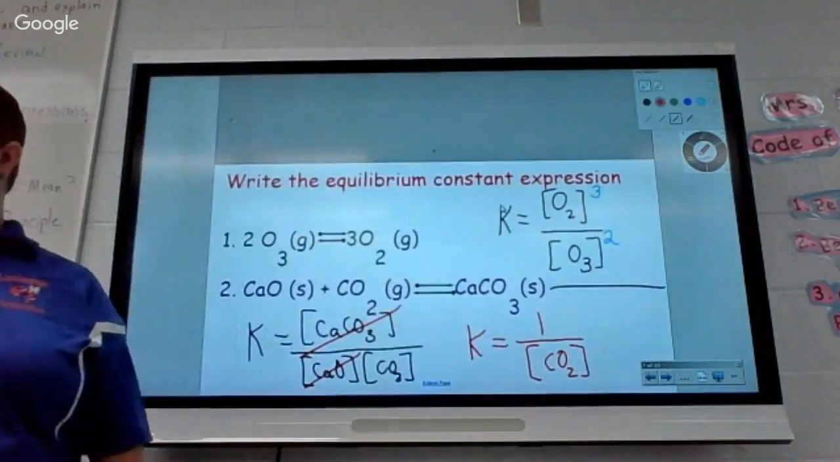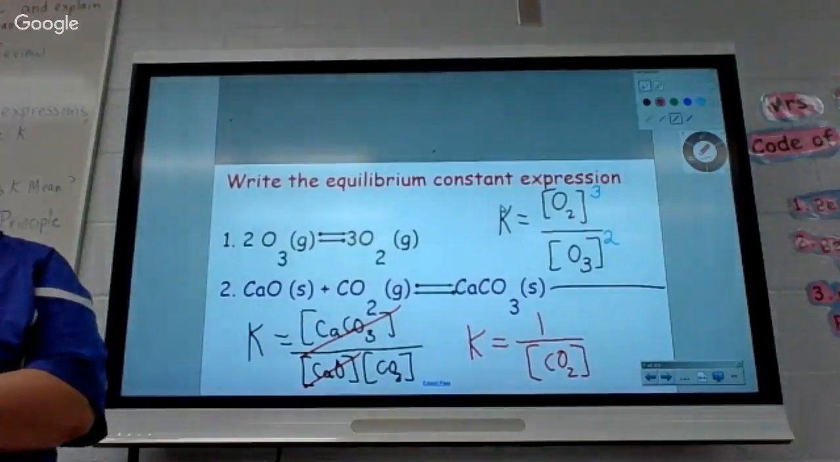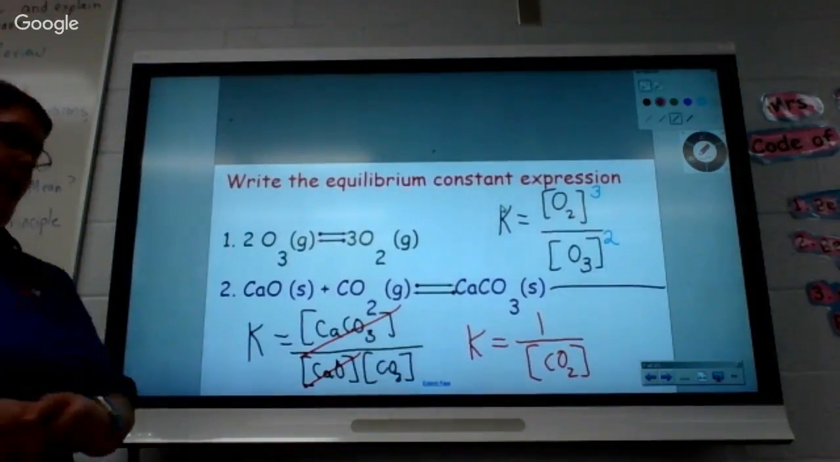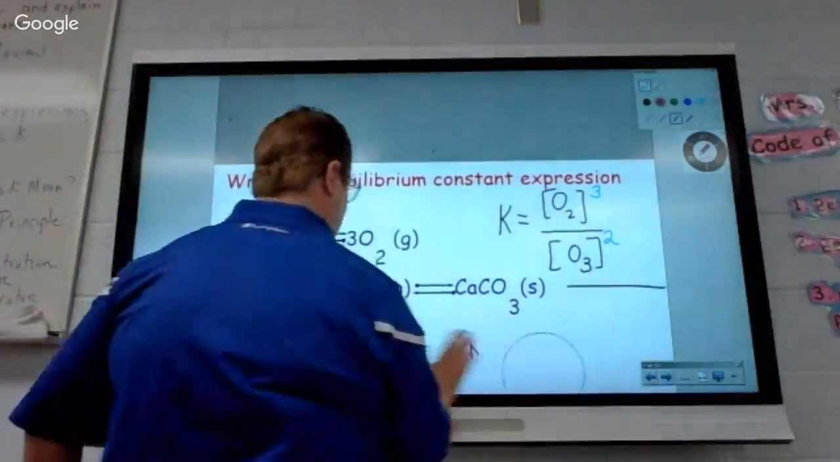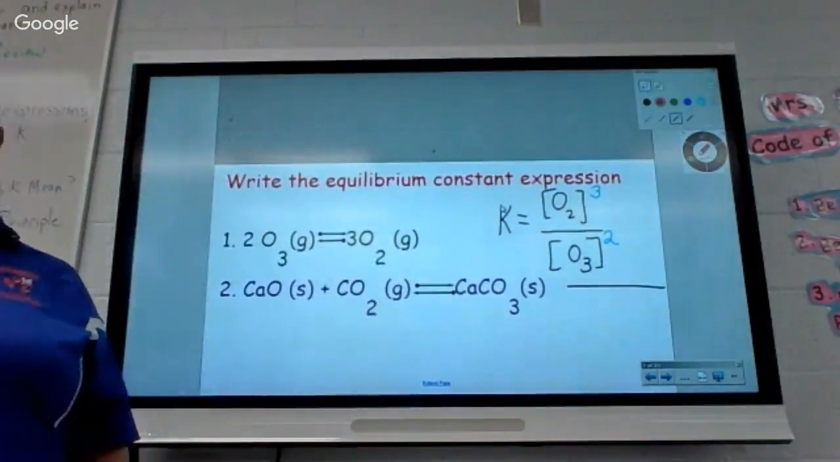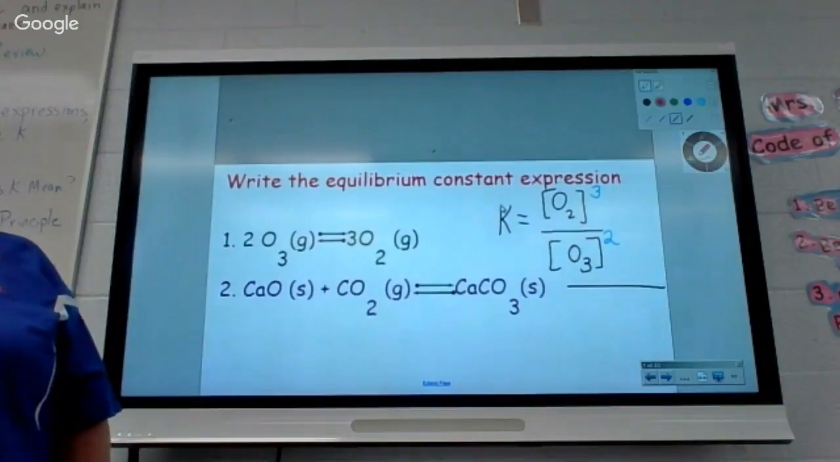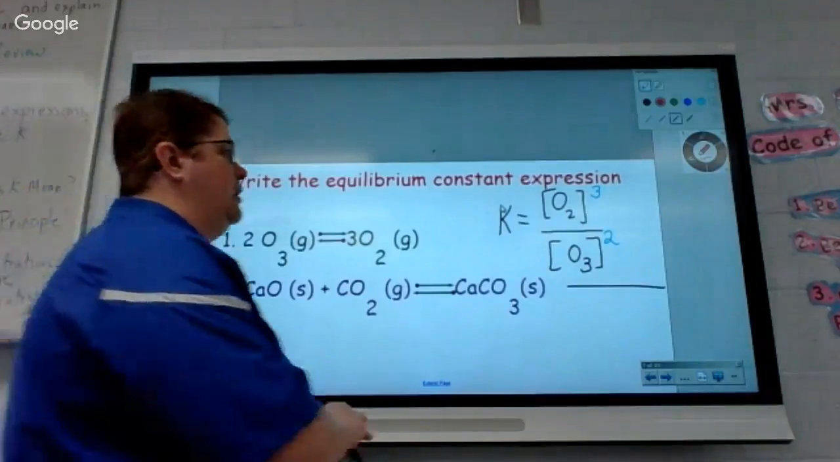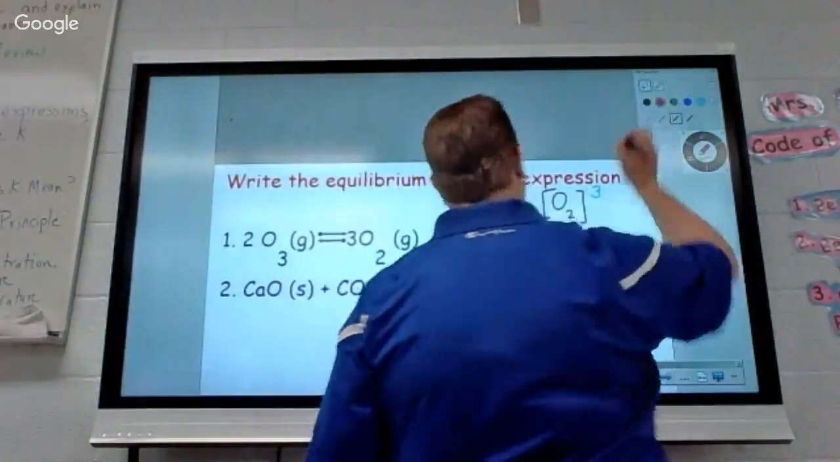Questions on how to write K? What's wrong, Destiny? You're making serious faces at me back there. Do I need to go back and do it again? Okay. Do you have to put them in brackets? Typically, we write them in brackets, yes. Okay. It's either brackets or a P for pressure. And given we don't have any pressures right now, at least you got a phone. All right. So we go back and do number 2 for Destiny.